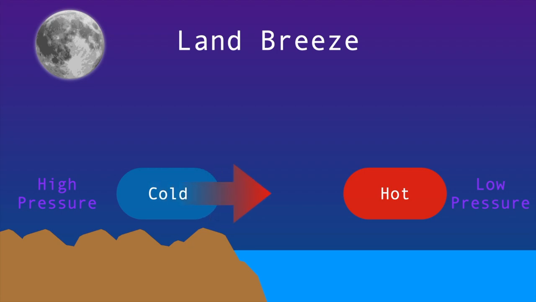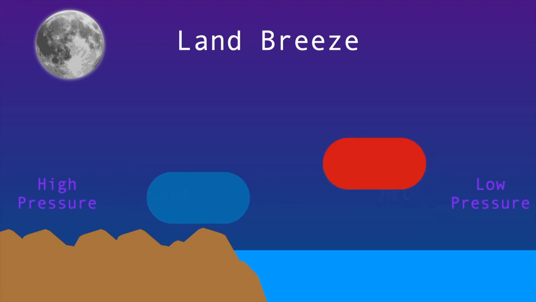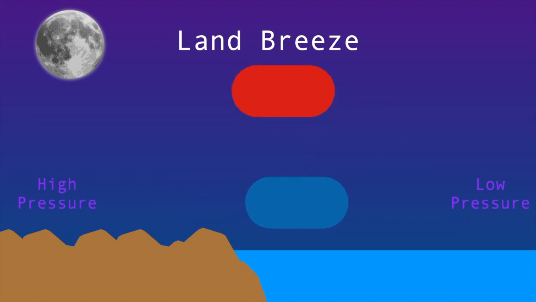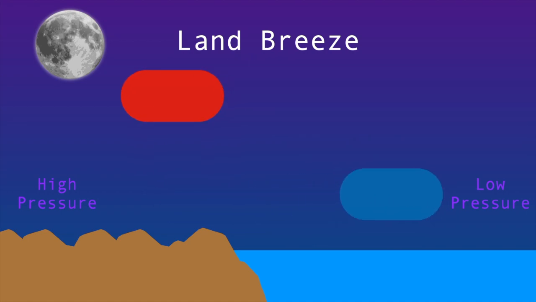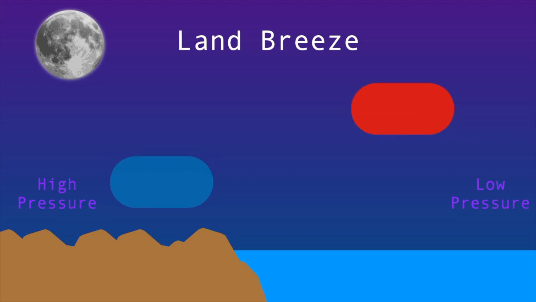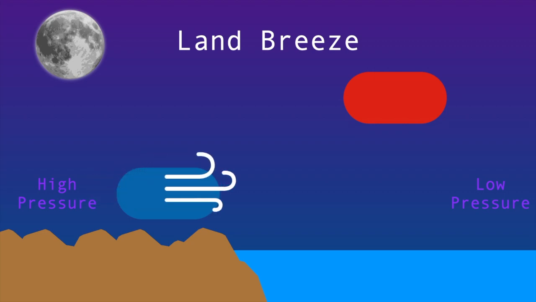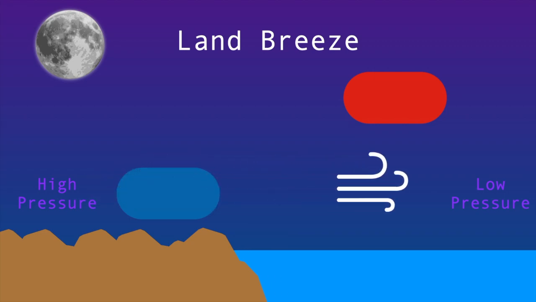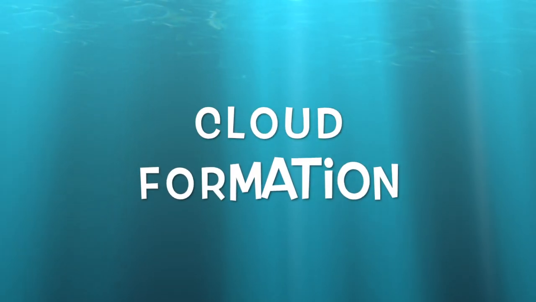Again, the air will move from high to low pressure. Now the air is traveling in the reverse direction, with the cold air from the land moving towards the sea, and the warm air expanding into where the cold air once was. The cycle continues until the sun comes out again. Because the air is traveling from the land to the sea, we call this a land breeze. Land and sea breezes contribute to cloud formation.